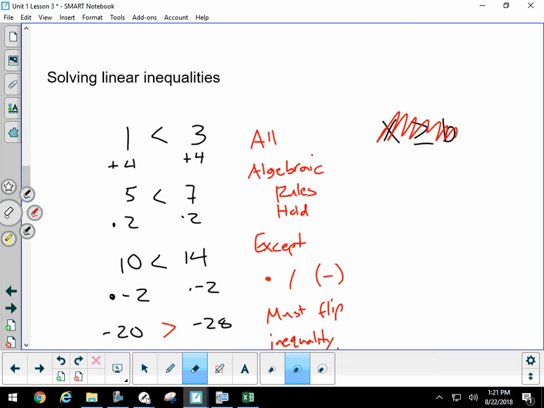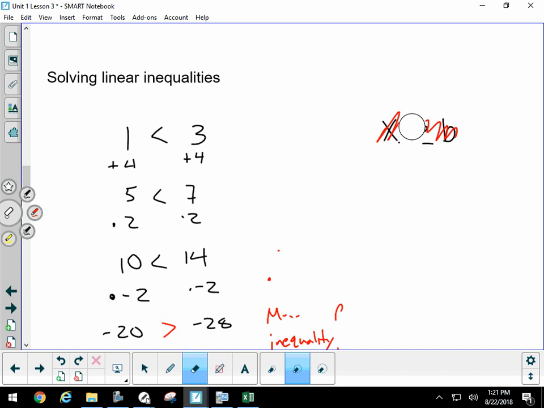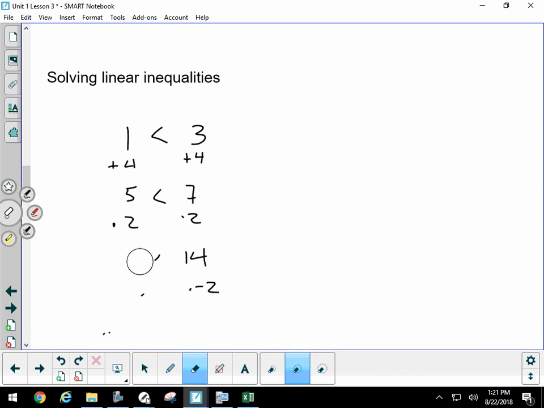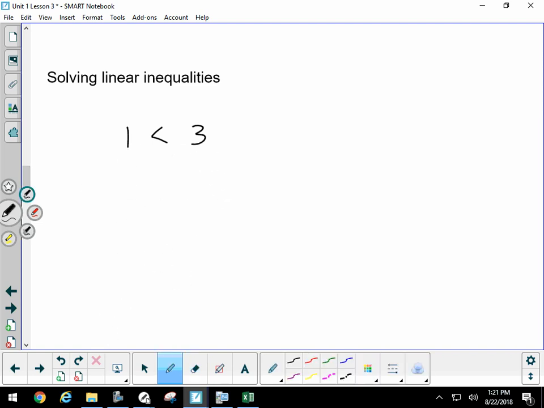Now, let's talk about solving linear inequalities. Or let's just talk about what algebraically we can do to an inequality. Well, most of our algebra rules still apply. Really, they all apply. It's just there's one little caveat. There's one little thing we have to be careful of.